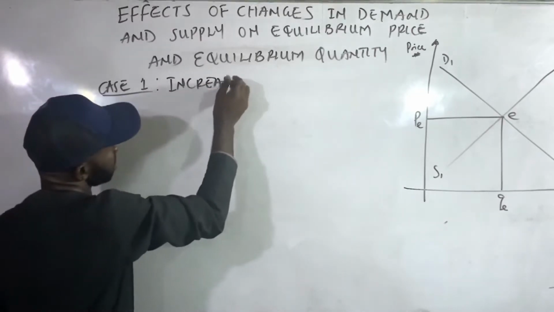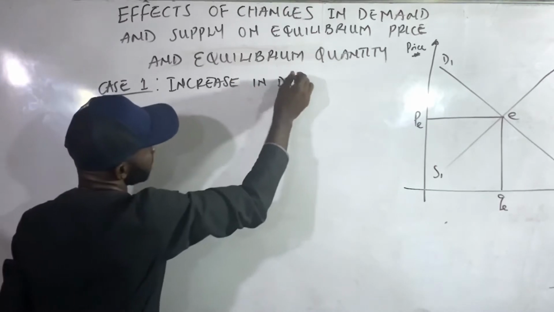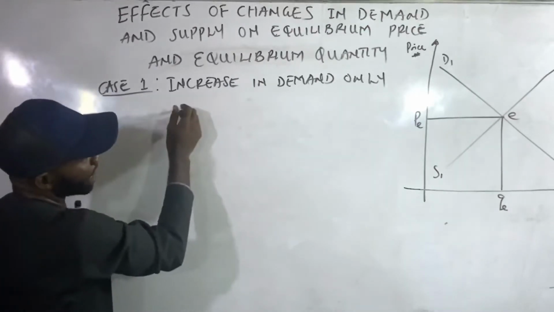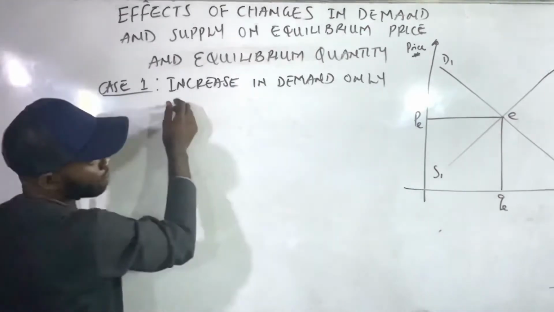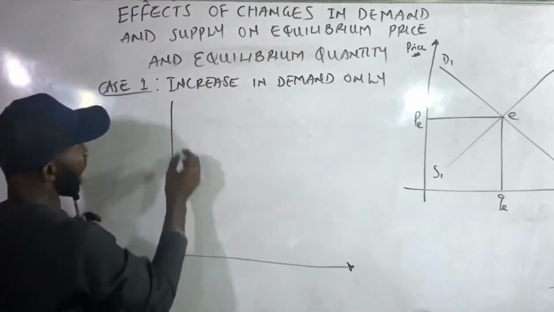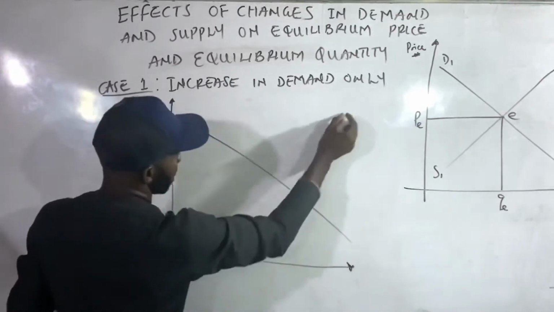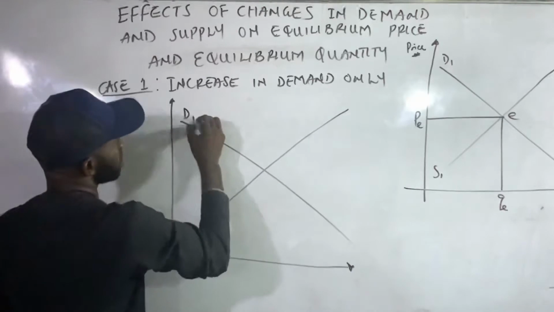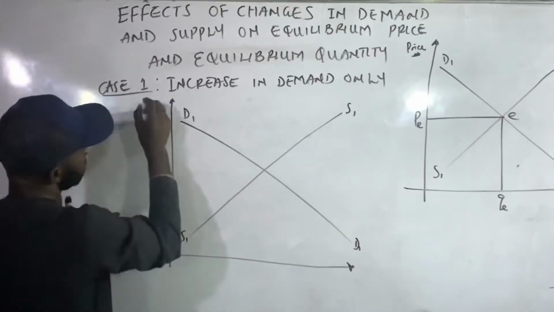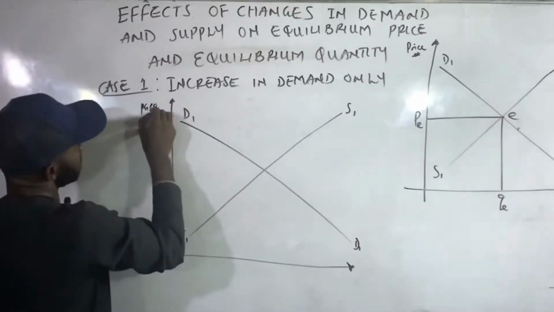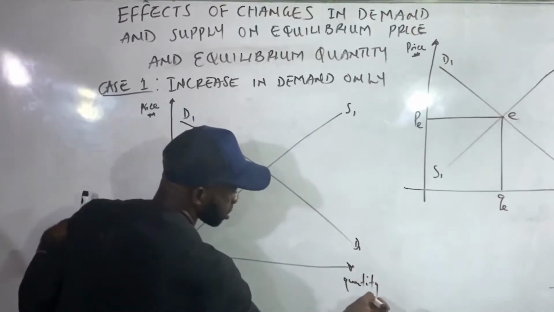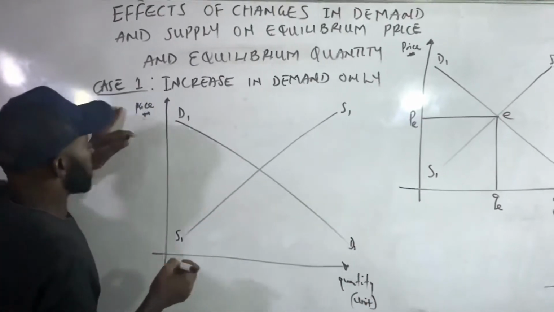increase in what? Demand only. All right. So we establish that same diagram, and then we have our demand and supply curve. This is D1, S1. So I have my price in Naira, I have my quantity in units. Now, the examiner says increase in demand only.